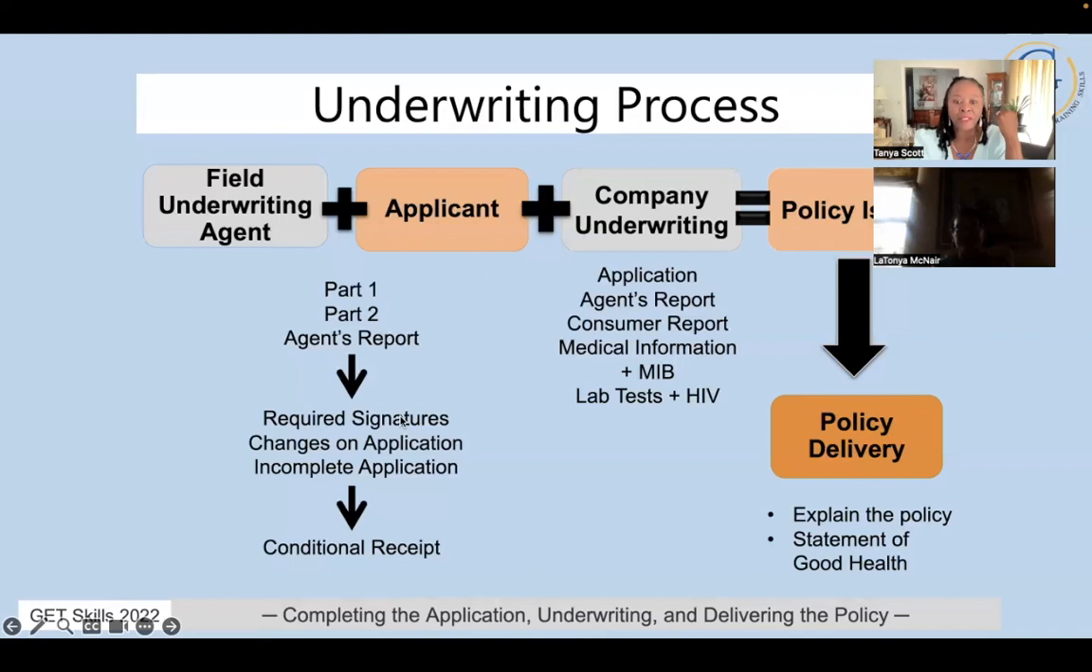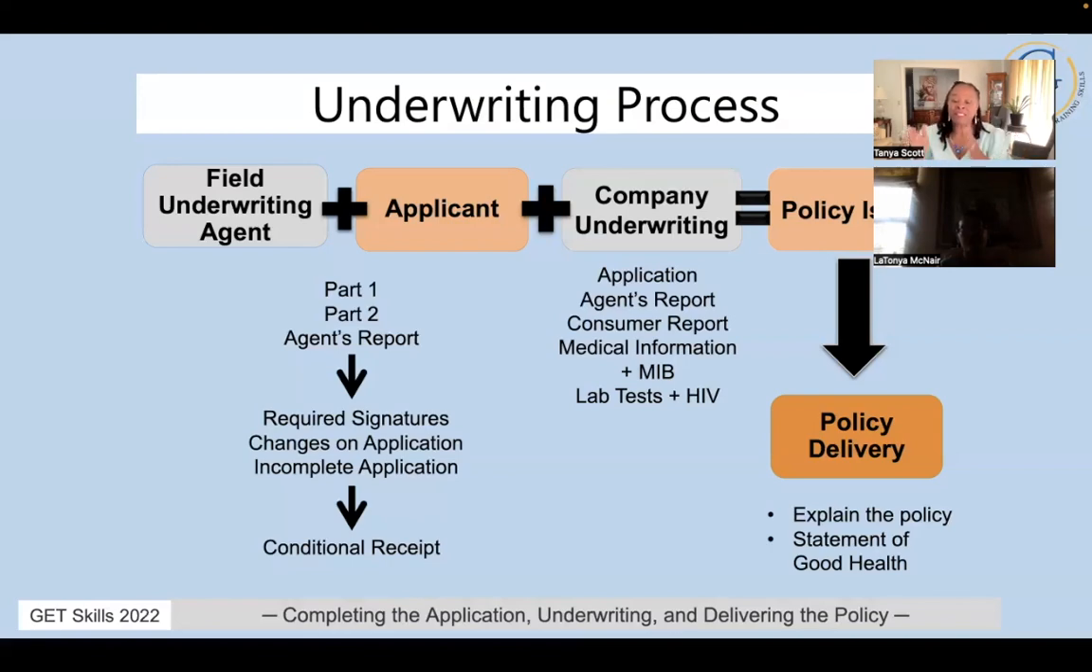Then the application is made up of 2 parts. Part 1 is demographics: the name, address, social, all of that basic information. Then part 2 is the medical information. And what's the agent's report? That's pretty much your observation. What do you see? How are they getting around? Your observation is good, period.